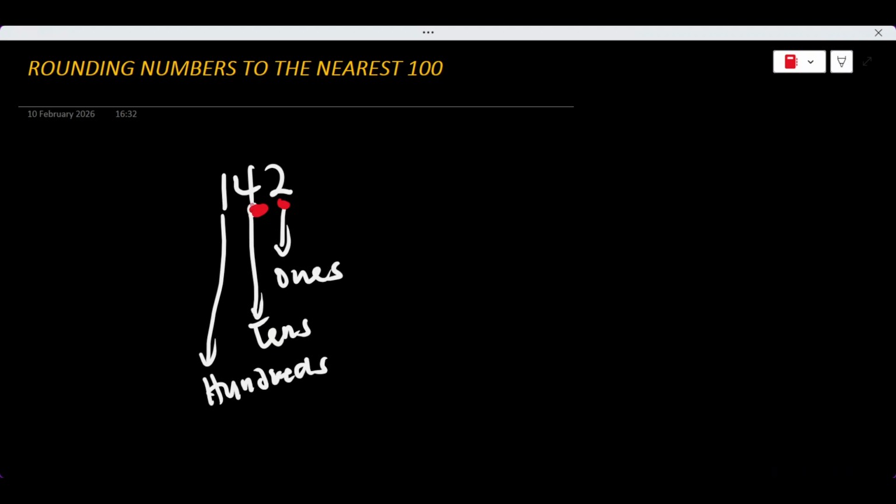And then you have to look at the number next to the hundreds digit, which is 4. If it is 5 or more, you round up. If it is 4 or less, you round down. So the possible two answers that we are likely to get in rounding 142 to the nearest hundred could be either 100 or 200. So since 4 is under the category of 4 or less, we round down. So our answer gives us what? 100 as our final answer.